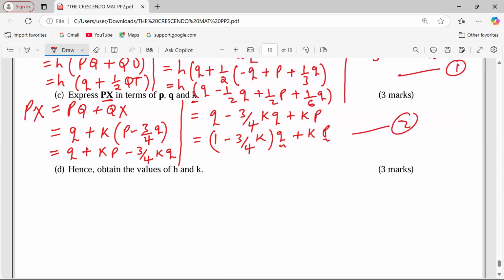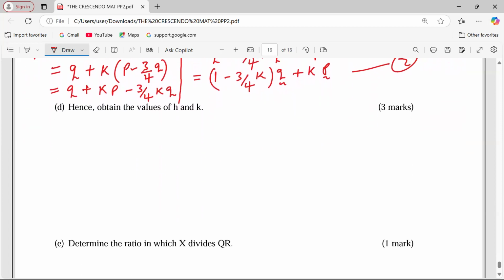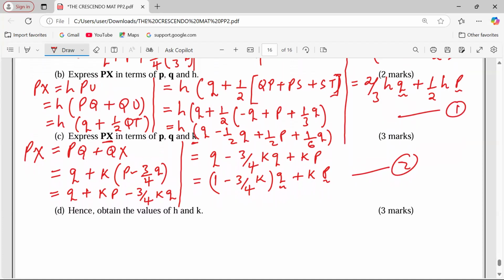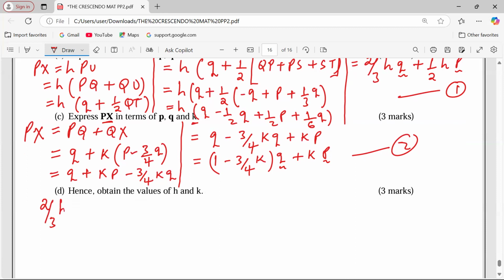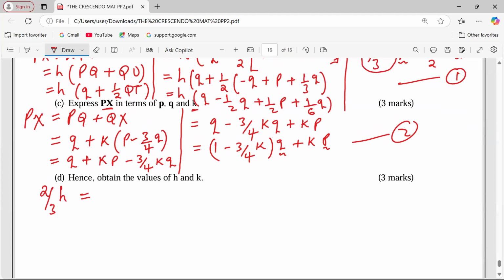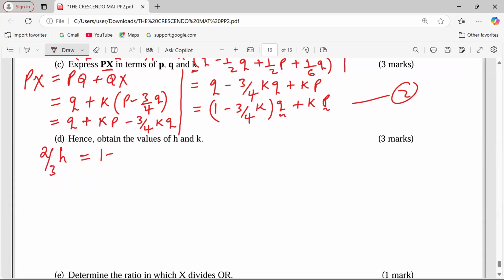So we go to part D, which says, hence, obtain the values of h and k. For us to get those constants, the first expression is giving us PX, and the second expression is also giving us PX. So we can equate the coefficients of corresponding vectors. The coefficient of q in the first expression is 2/3 h, which should be the same as the coefficient of q in the second expression, which is 1 minus 3/4 of k.